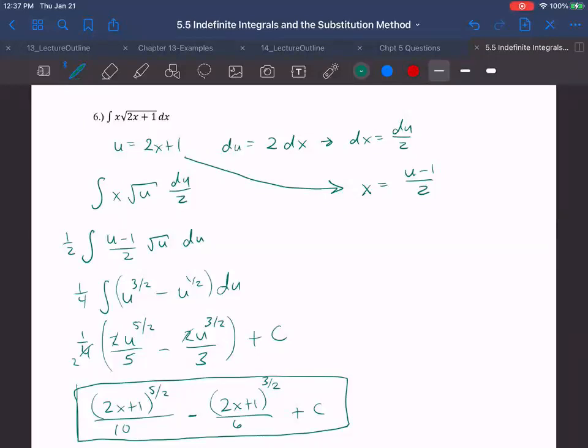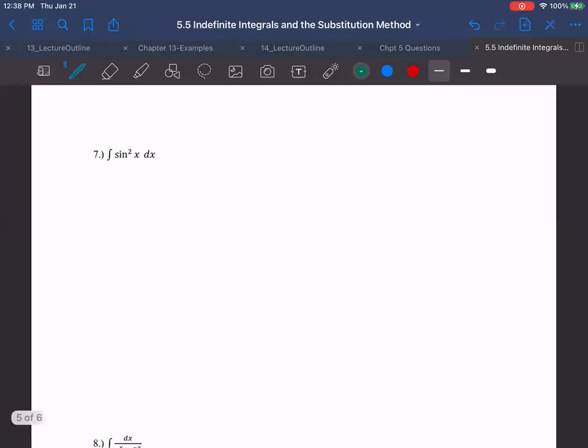And for anybody watching at home, there's the solution. All right, let's take a look at the next one. Sine squared of x. This one's a bit tricky too, requiring some trig identities.